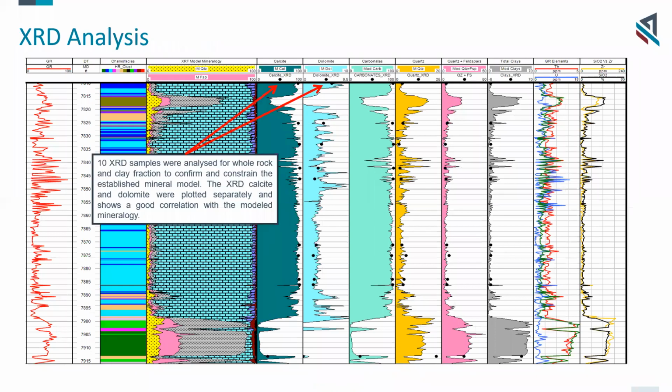We back that up with XRD analyses. In this particular case, 10 XRD samples were analysed for whole rock and clay, and those were used to constrain the mineral model.